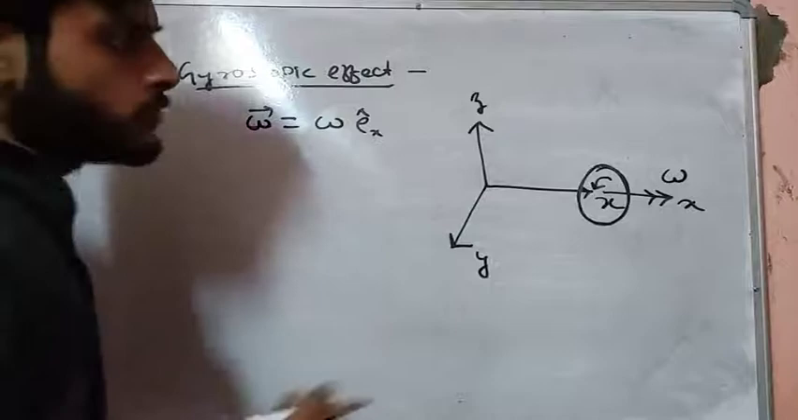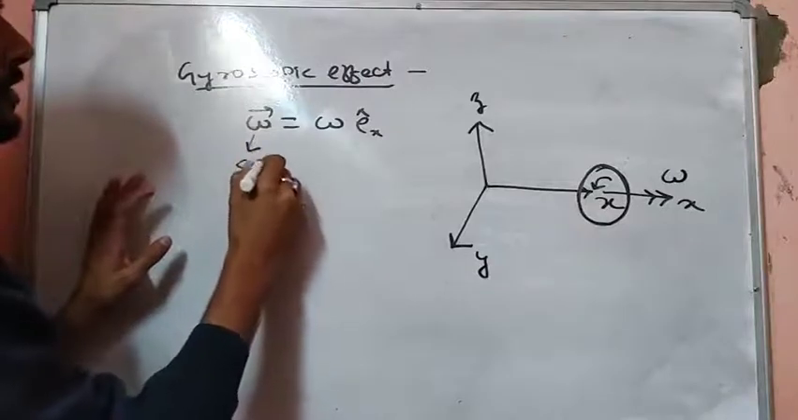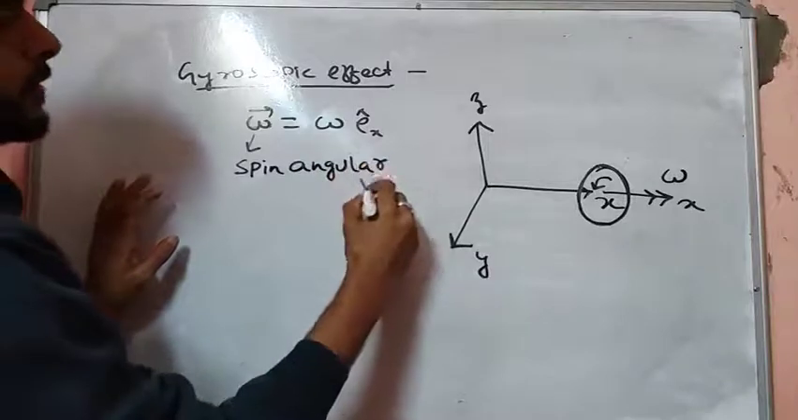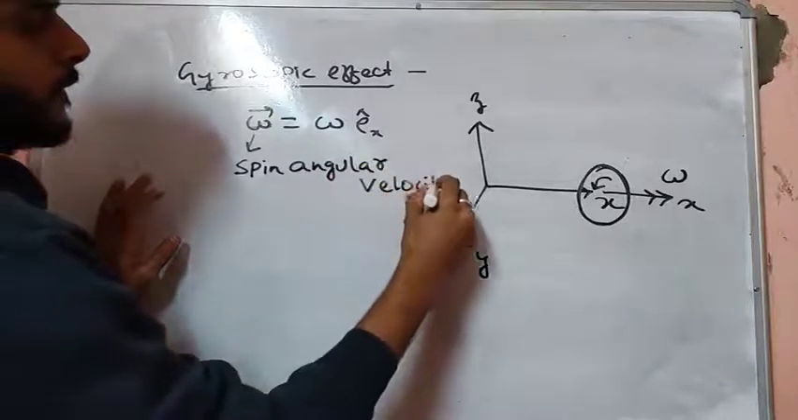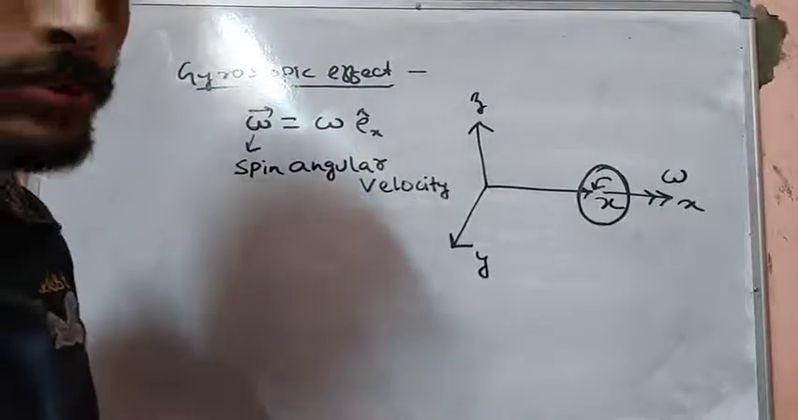Okay. So this angular velocity is called the spin angular velocity.